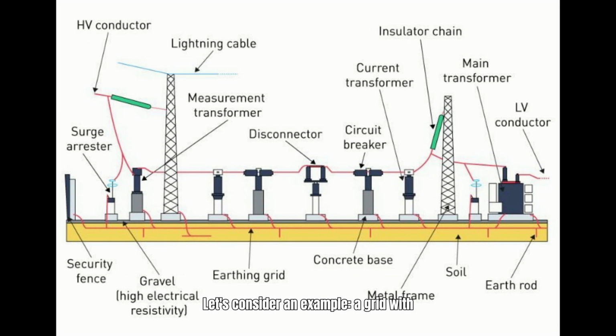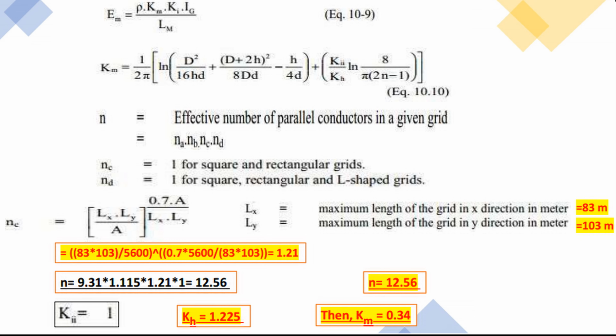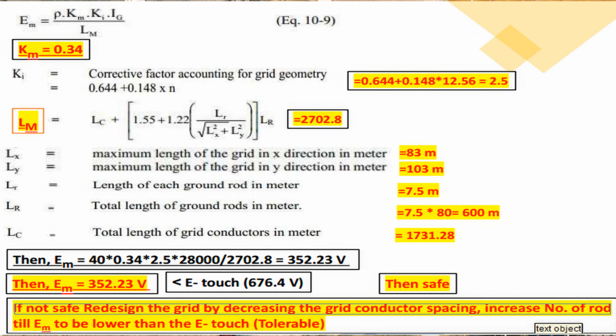Let's consider an example: a grid with a maximum x direction length of 83 meters and a y direction length of 103 meters. Given these dimensions and other parameters, we can calculate n to be 12.56. With K_ii equal to 1 and K_h equal to 1.225, the geometric factor K_M is then calculated as 0.34. The corrective factor K_I, considering n as 12.56, becomes 0.644 plus 0.148 times 12.56, resulting in 2.5.